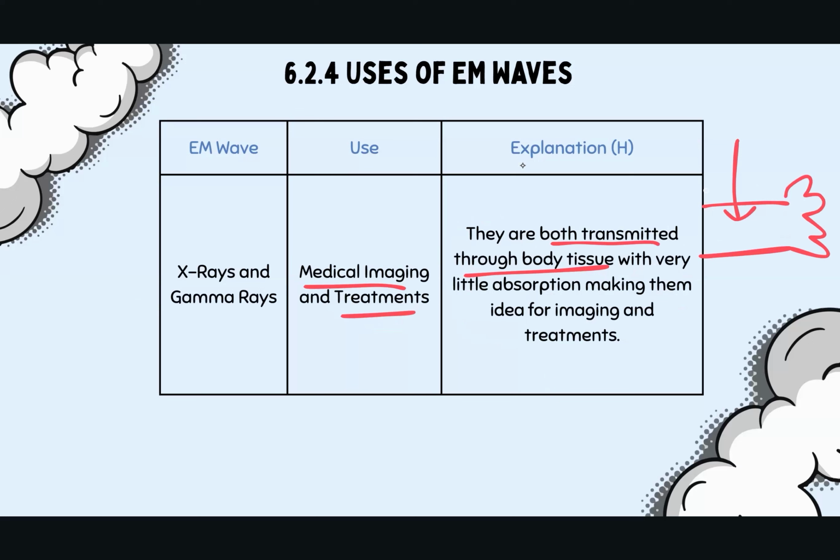They both don't really get absorbed too much by the skin. So they're both transmitted through body tissue with very little absorption. So it goes through our skin, fat layers, etc., making them ideal for imaging and treatments. So it's easy then to get an image of the internal structure. Also, it's good for treatments because you can send the X-ray and gamma rays to the parts of the body where the cancer might be.